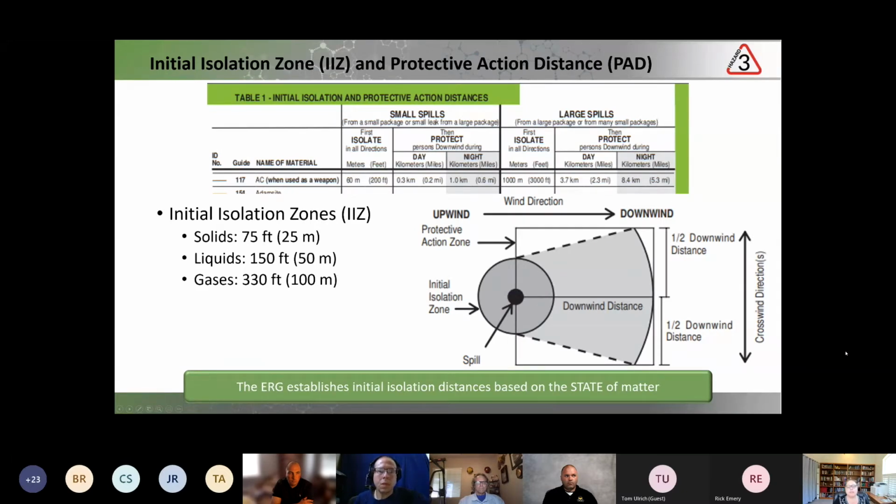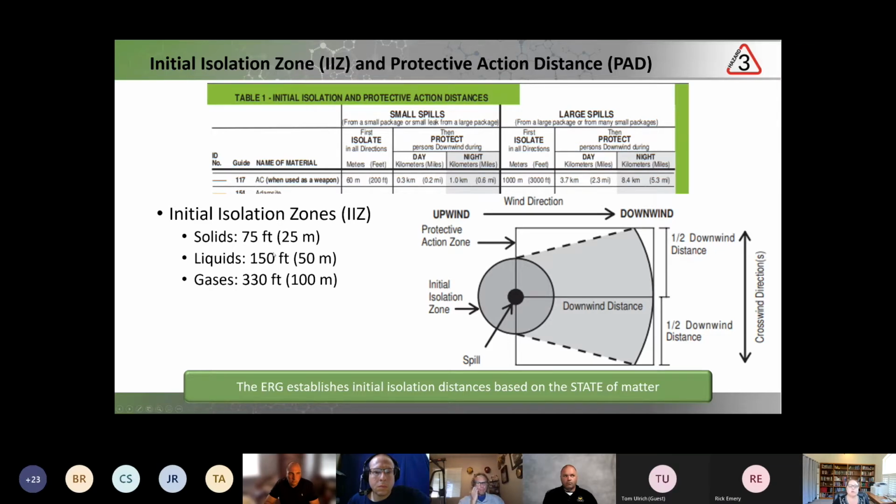Now, that first in team can actually do their initial isolation zones. If they know the information or the specific chemical, they can look up what is recommended for that specific chemical to isolate and then the protection zones. If they don't, then they can go ahead and say, if it's a solid, use 75 feet.